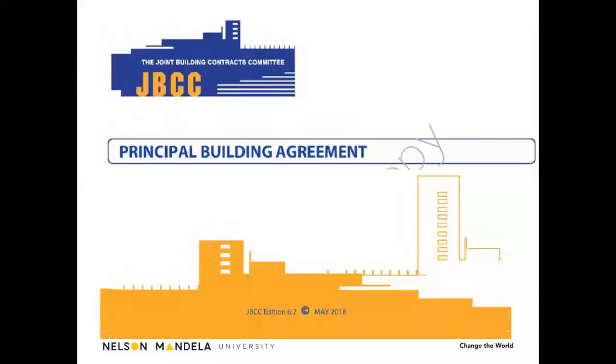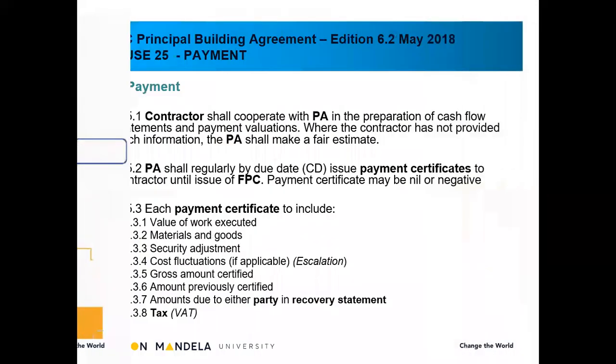Good day, everyone. Our next set of work will be on payment certificates, the issue of monthly valuation payment certificates. But before we go directly into the calculations, let's spend some time on the JBCC Principal Building Agreement, and I'm going to go through the relevant clause specifically relating to payment certificates, and you'll find that on page 20 of the JBCC Principal Building Agreement, clause 25.